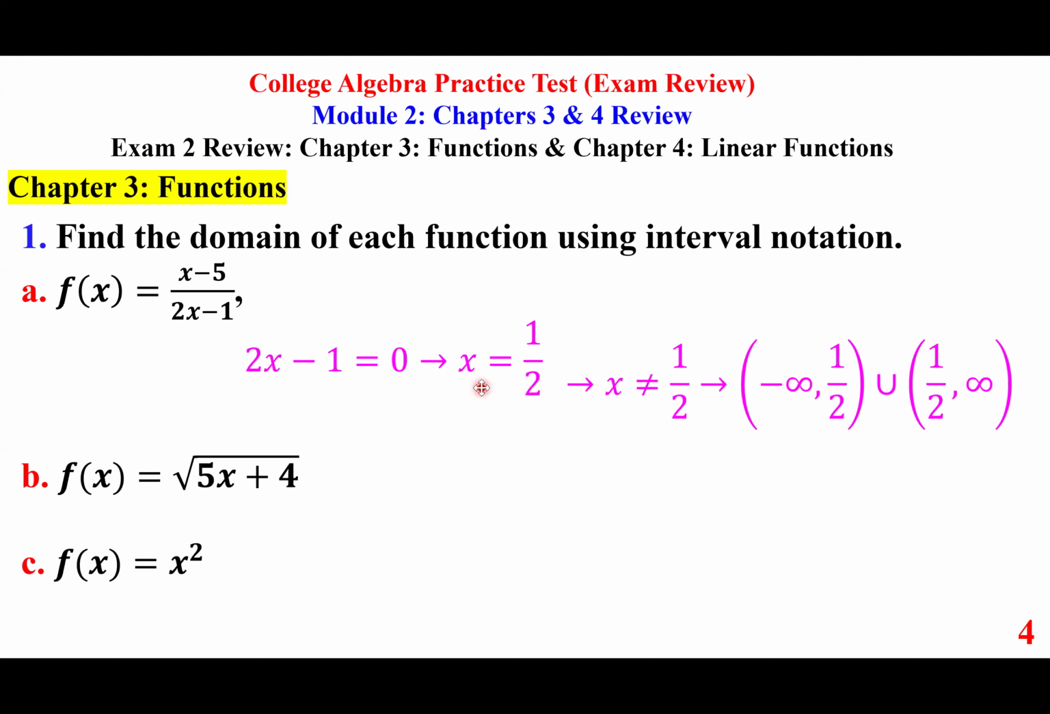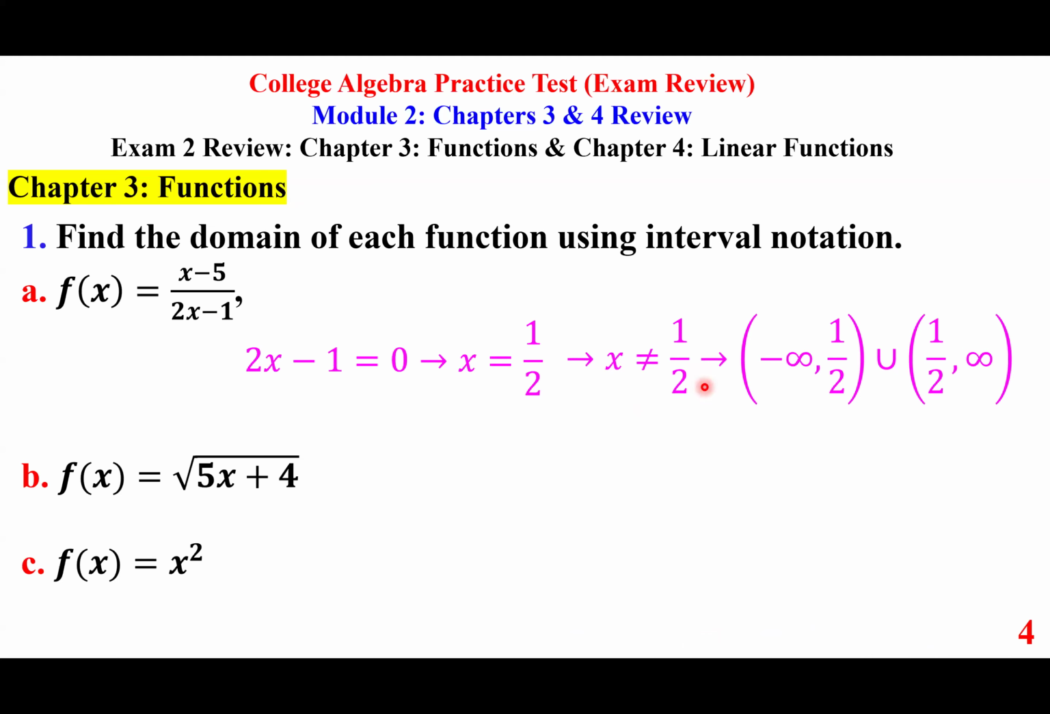Now, x can't be 1/2. You can write this as the domain, but in interval notation it goes from negative infinity to 1/2 union 1/2 to infinity. Notice parentheses mean we are excluding the endpoints, namely 1/2 here.